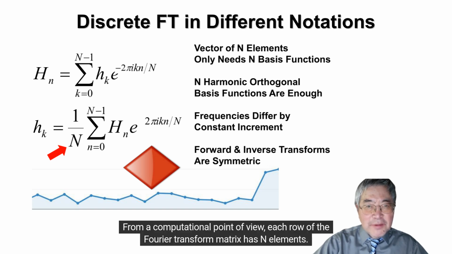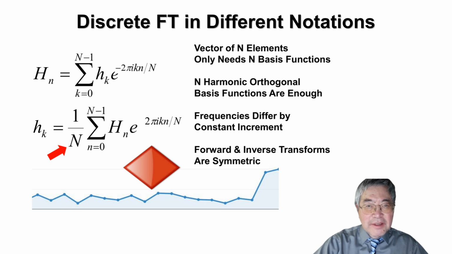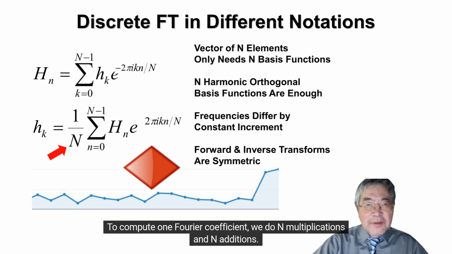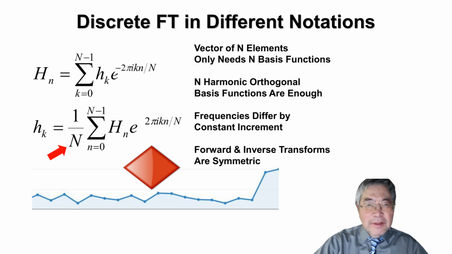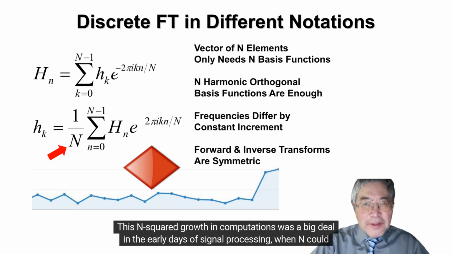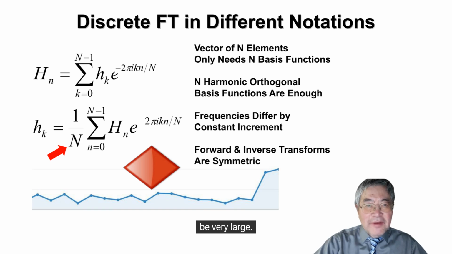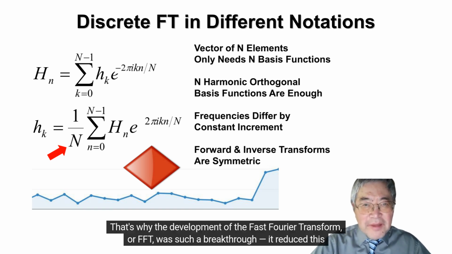From a computational point of view, each row of the Fourier transform matrix has n elements. To compute one Fourier coefficient, we do n multiplications and n additions. Since we have n coefficients to compute, the total work is proportional to n squared. This n squared growth in computations was a big deal in the early days of signal processing when n could be very large. That's why the development of the fast Fourier transform, or FFT, was such a breakthrough. It reduced this cost dramatically.